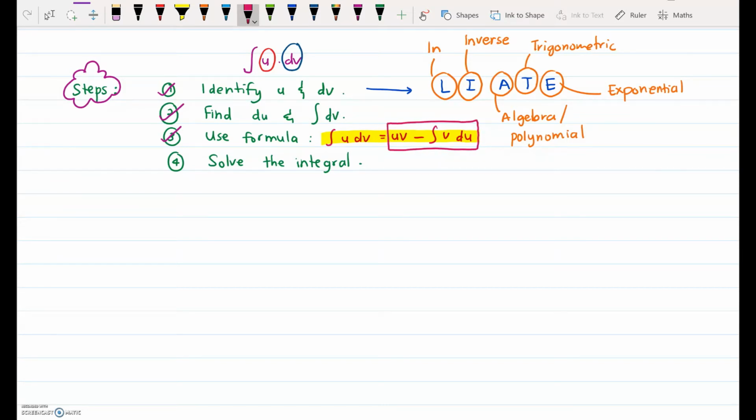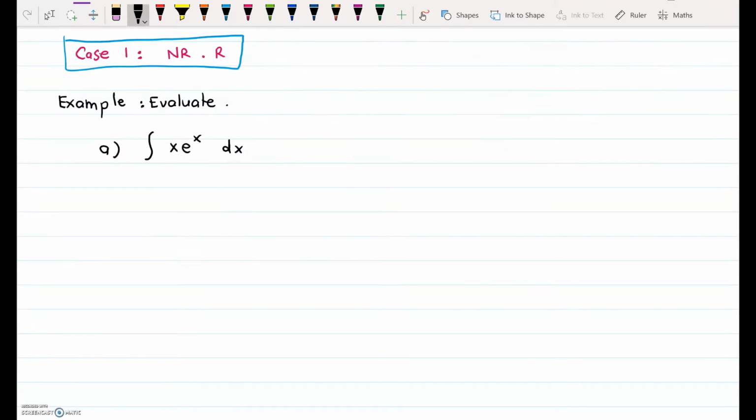Okay, and lastly we will solve the integrals. Alright, so let's look at the first example. Okay guys, let's see for the first case. Case 1 is the integration for the non-repeatable functions times the repeatable functions. So let's see for the first example we have here. Find the integration of x e to the power of x dx.